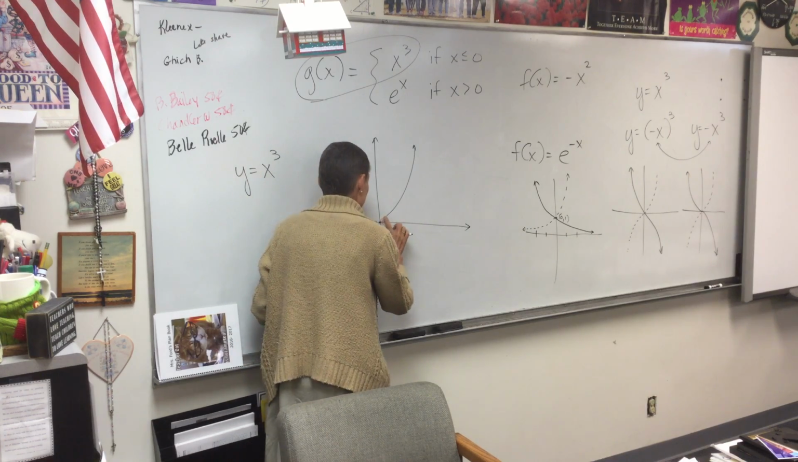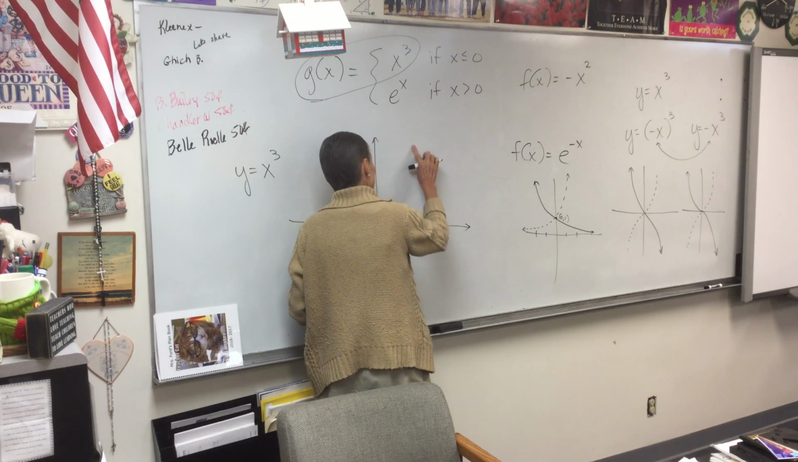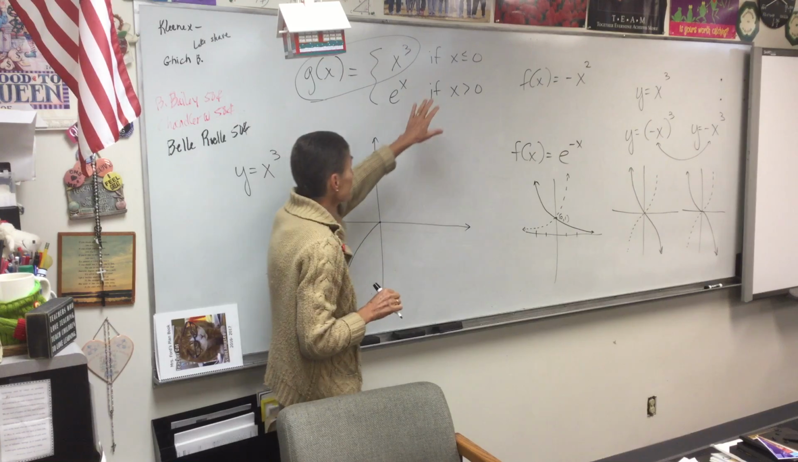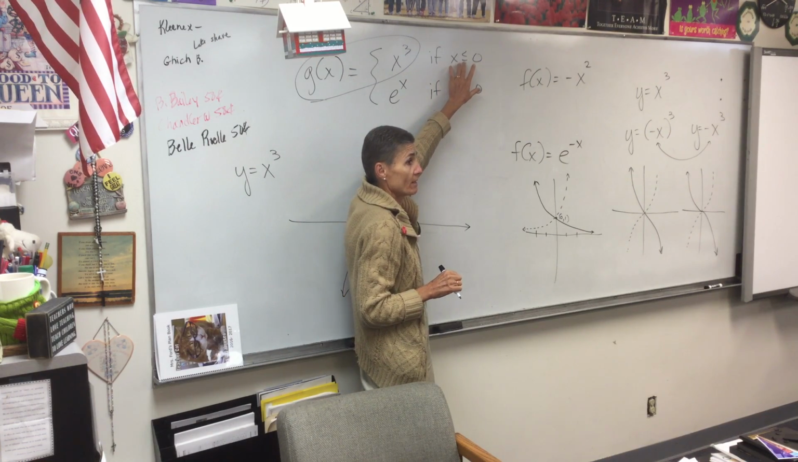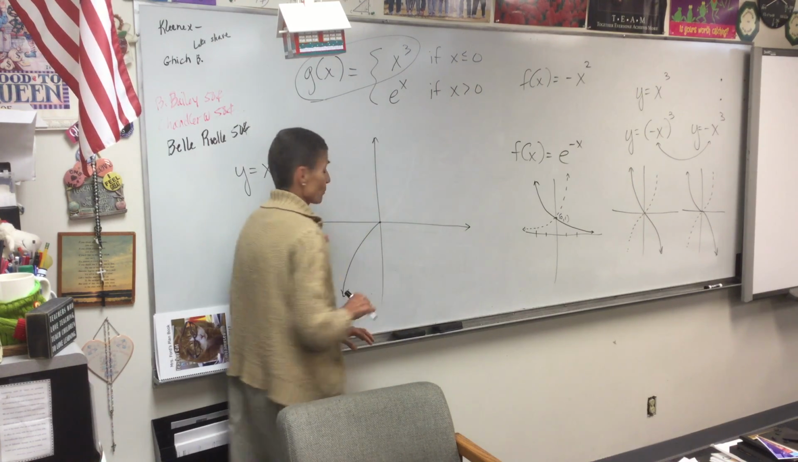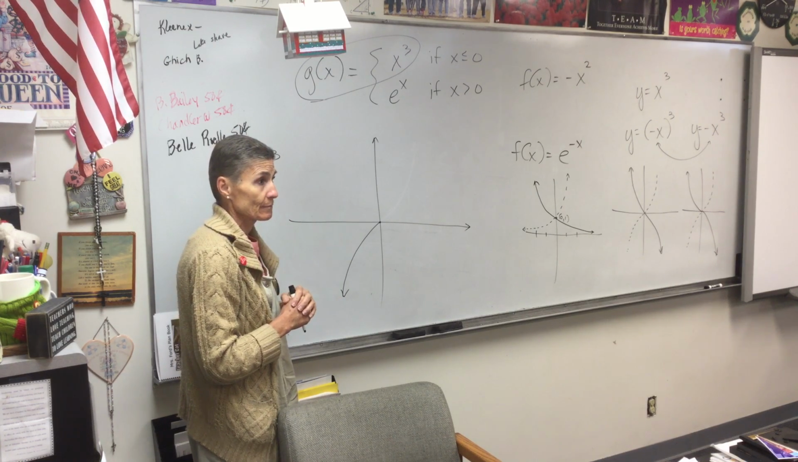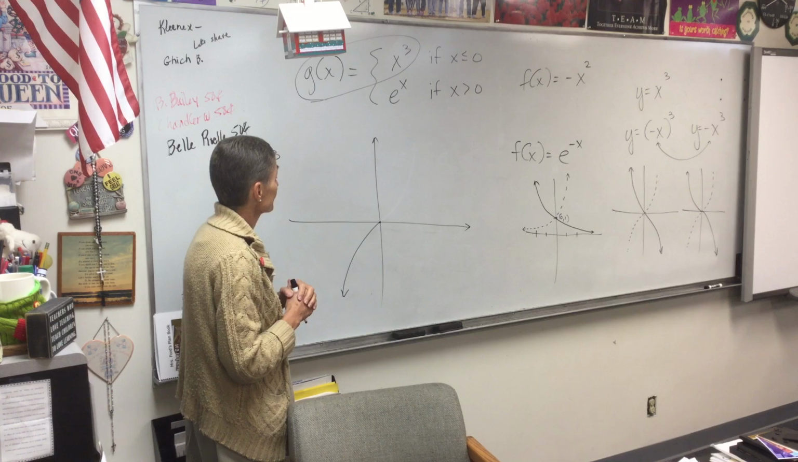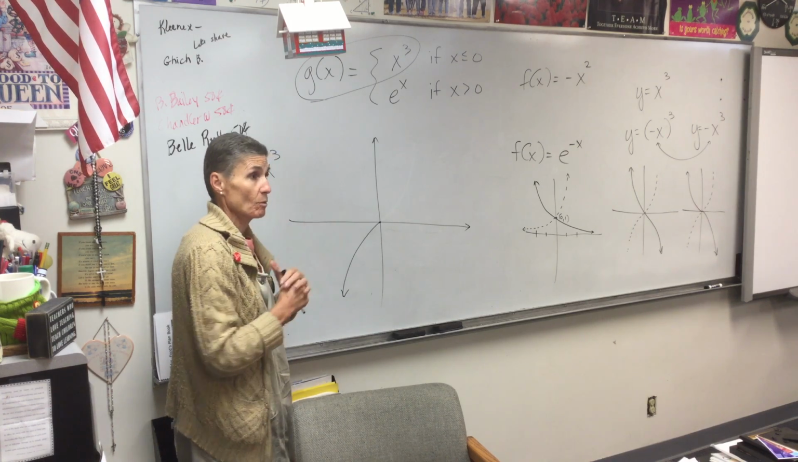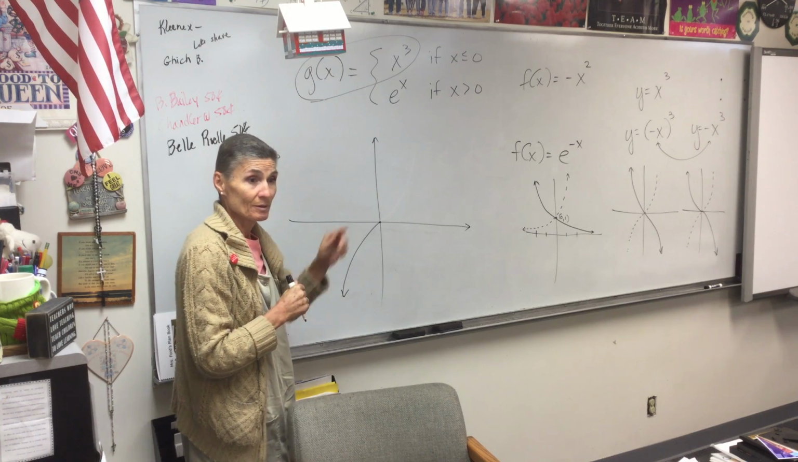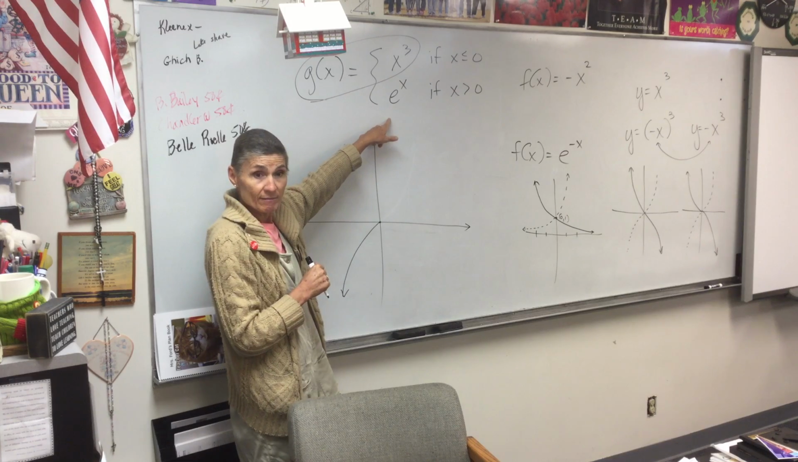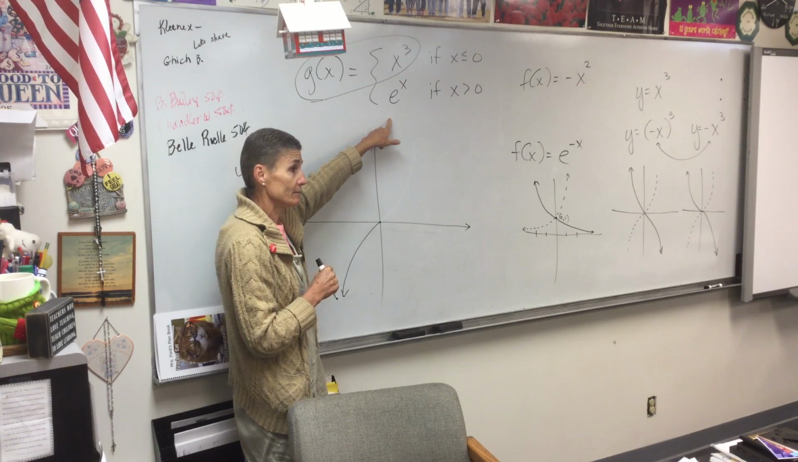So I don't want this part of it. That's part of x cubed, but I'm only allowed to look at this part of x cubed. So I'm just going to erase the piece that I don't want. Now, guess what we're going to do? We're going to go to the next line, and we're going to graph that.